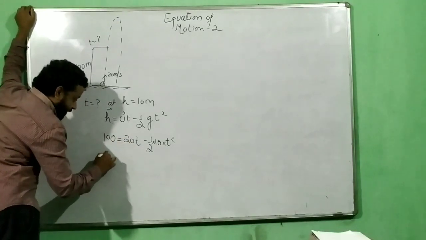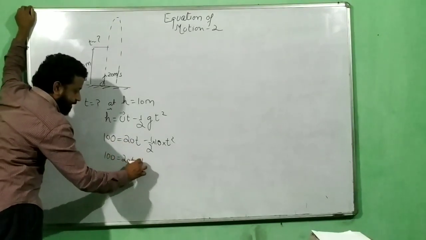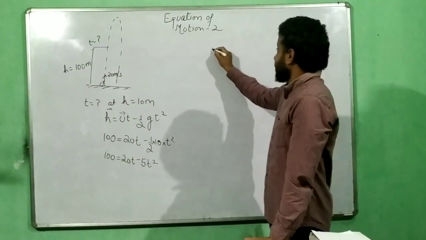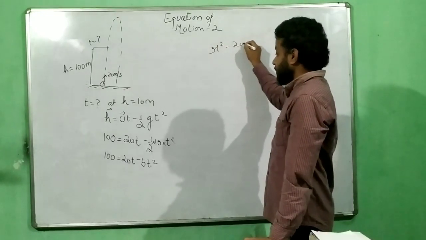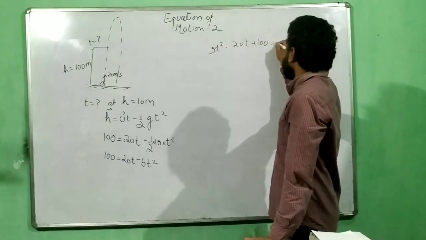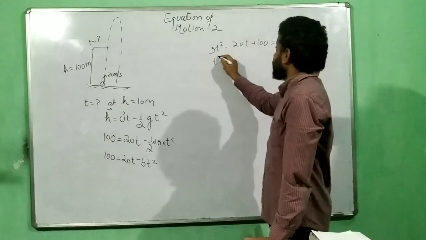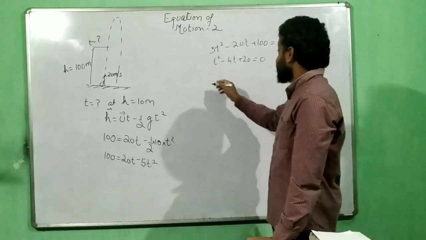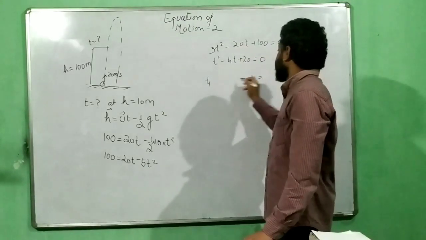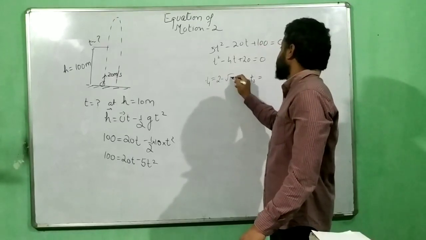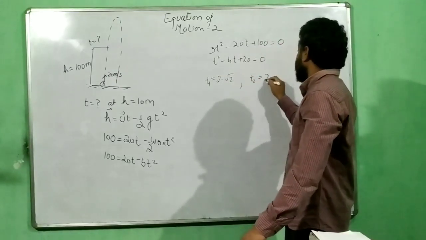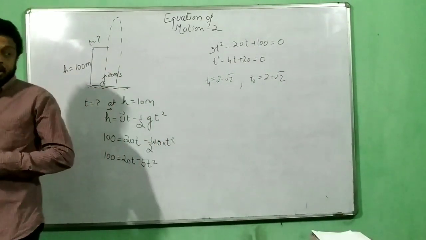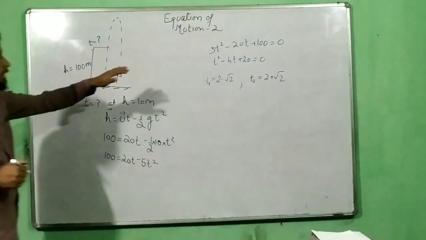This gives you 100 equals 20t minus 5t square, and that will be 5t square minus 20t plus 100 equals 0. 5 is common here, so you will get t square minus 4t plus 20 equals 0. If you solve this, you will get two times, t1 and t2. t1 will be 2 minus 2 root 2, and t2 will be 2 plus root 2. Sorry, it's 2 minus root 2 and 2 plus root 2. These are the two answers which you get from solving this quadratic equation.